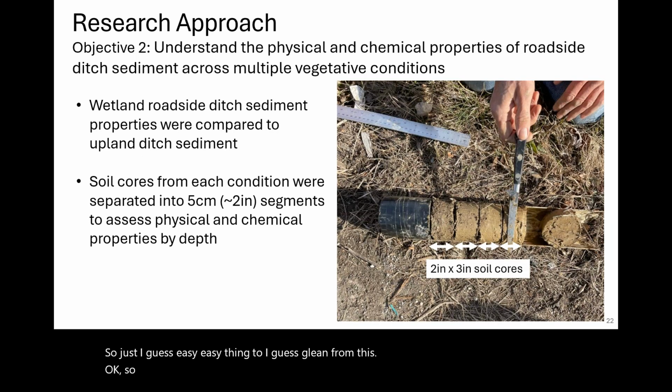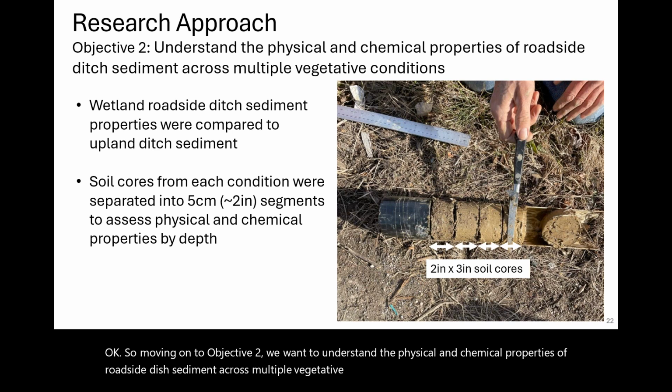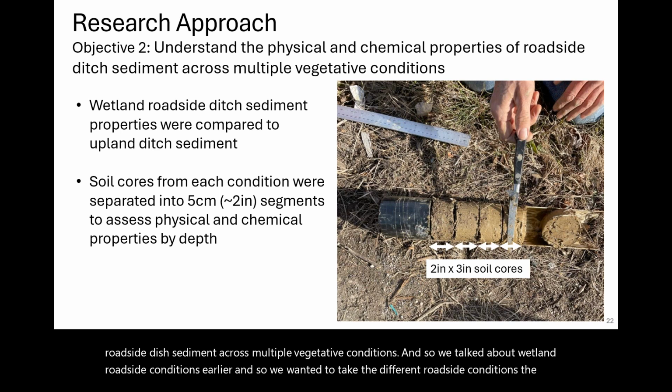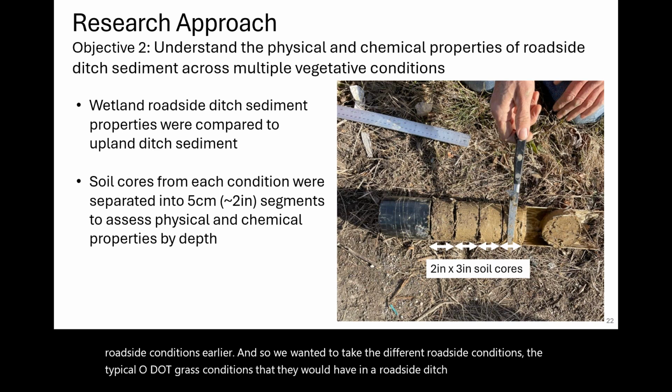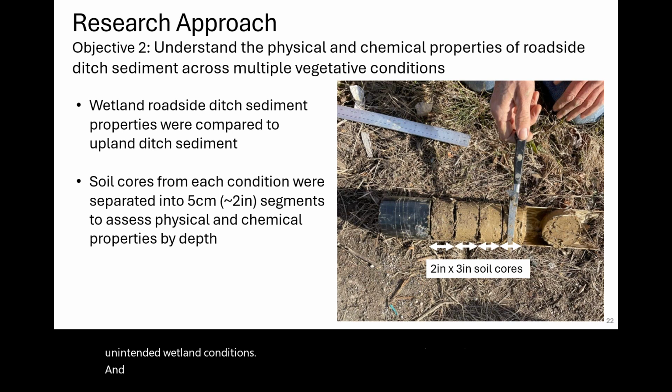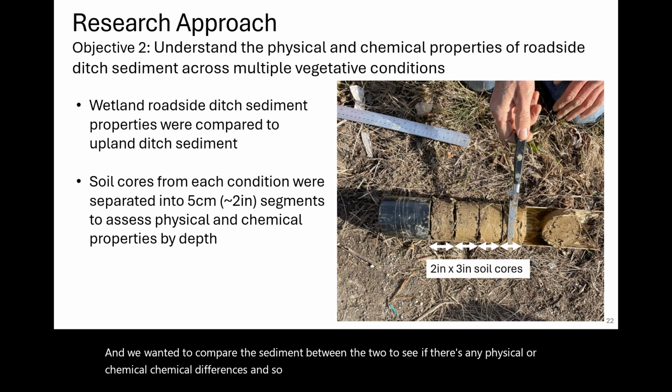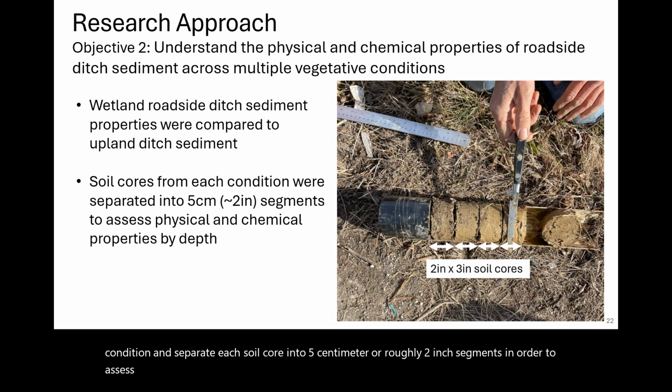Okay, so moving on to objective 2, we want to understand the physical and chemical properties of roadside ditch sediment across multiple vegetative conditions. We talked about wetland roadside conditions earlier. And so we wanted to take the different roadside conditions, the typical ODOT grass conditions that they would have in a roadside ditch, and then these unintended wetland conditions. We wanted to compare the sediment between the two to see if there's any physical or chemical differences. By doing that, we extracted soil cores from each condition and separated each soil core into 5 centimeter, or roughly 2-inch, segments in order to assess the physical and chemical properties by depth.